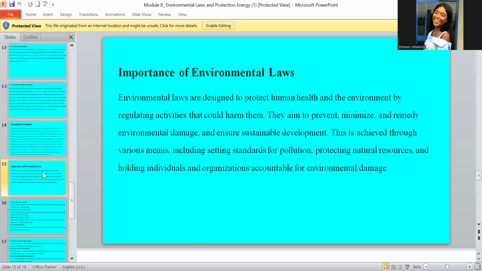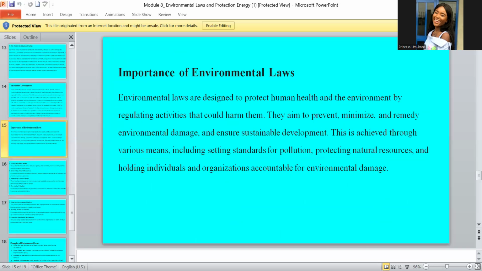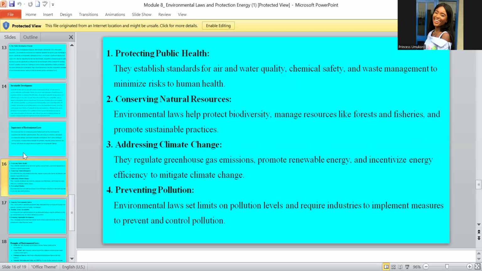So let's look at the importance of environmental laws. They are designed to protect human health and the environment by regulating activities that could harm them. They prevent, minimize, and remedy environmental damage and ensure sustainable development. This is achieved through various means, including setting standards for pollution, protecting natural resources, and holding individuals and organizations accountable for environmental damage. So these are some of the reasons.